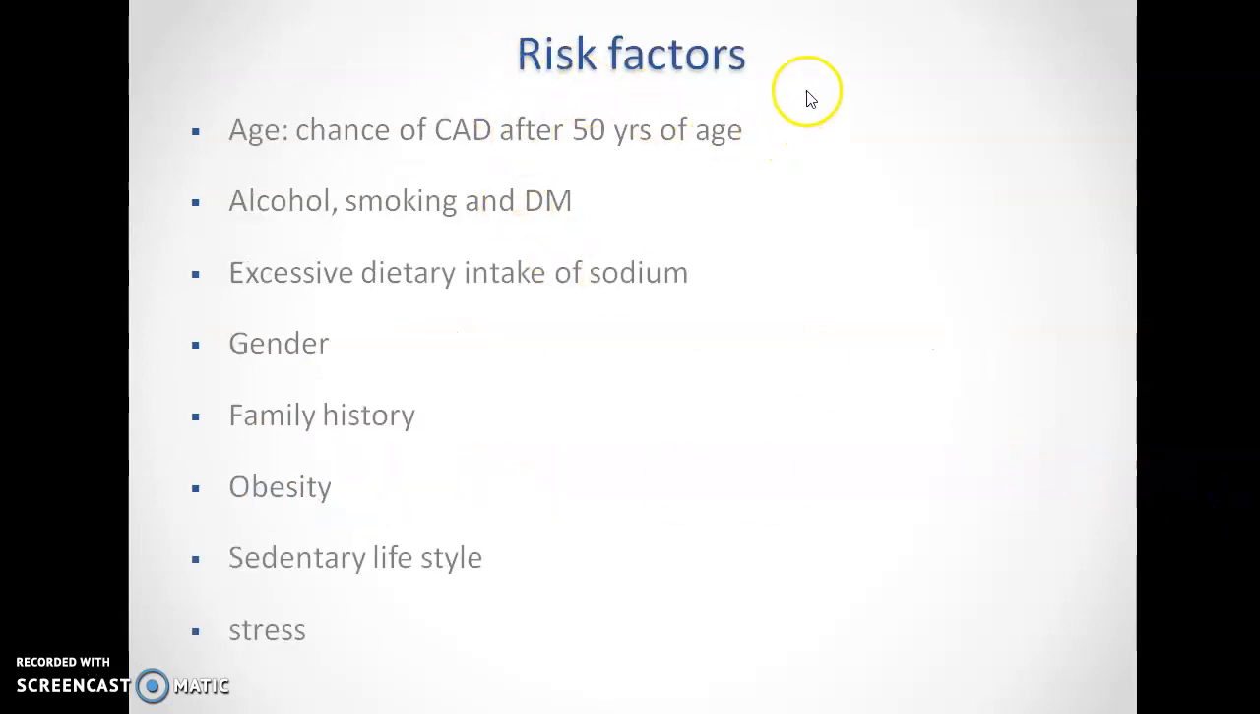Risk factors in hypertension. First factor is age. Chance of coronary artery disease after 50 years of age are increased. Then next risk factor is alcohol, smoking and diabetes mellitus. Excessive dietary intake of sodium, then gender, family history, obesity, sedentary lifestyle and stress.